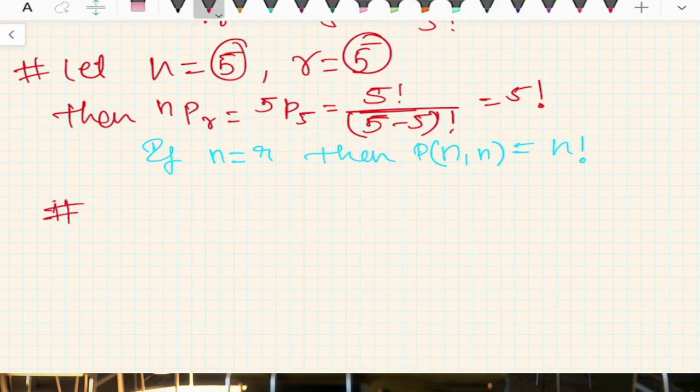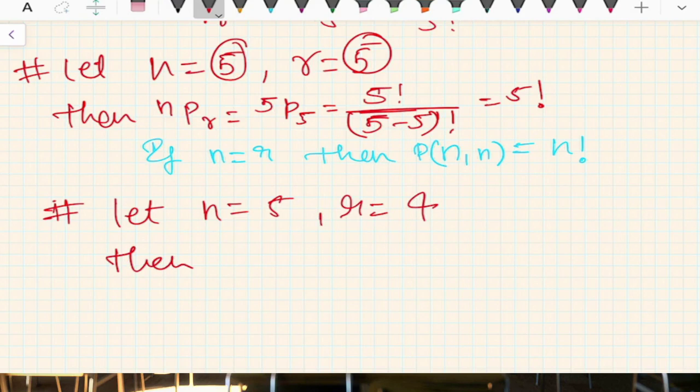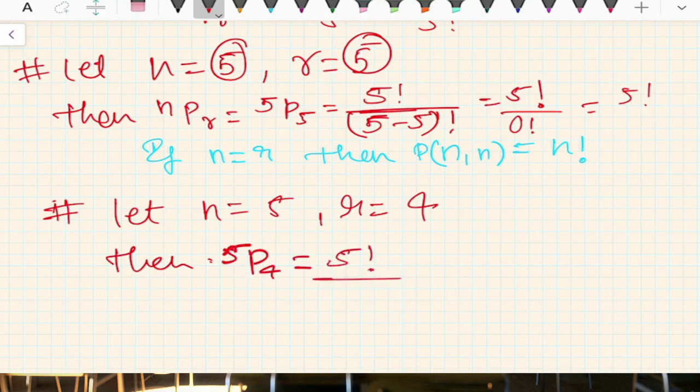Okay, now moving ahead, let n equal 5 and r equal 4. Then what I'll have is, over here, there was 0 factorial, and 0 factorial is always equal to 1, so 5 factorial upon 1 is equal to 5 factorial. I just forgot to mention this. Now coming to the next question, n is equal to 5, r is equal to 4. In such a case, 5P4 will give me what? Again 5 factorial divided by (5 minus 4) factorial, which is 5 factorial upon 1 factorial, and that is again 5 factorial.